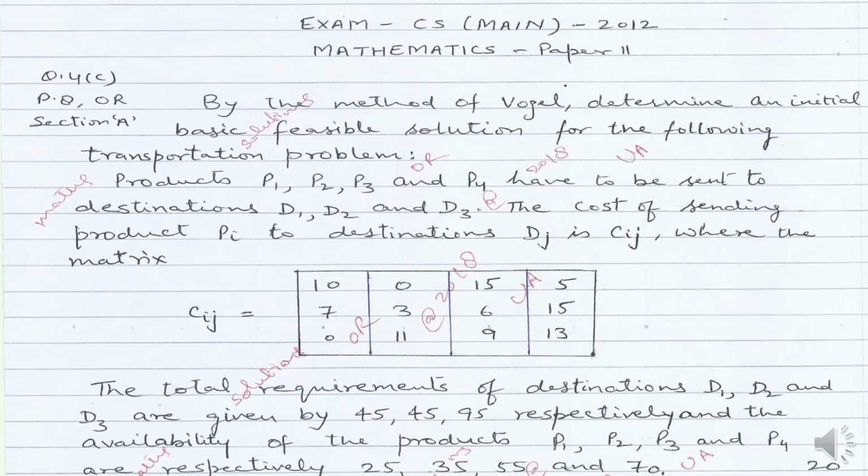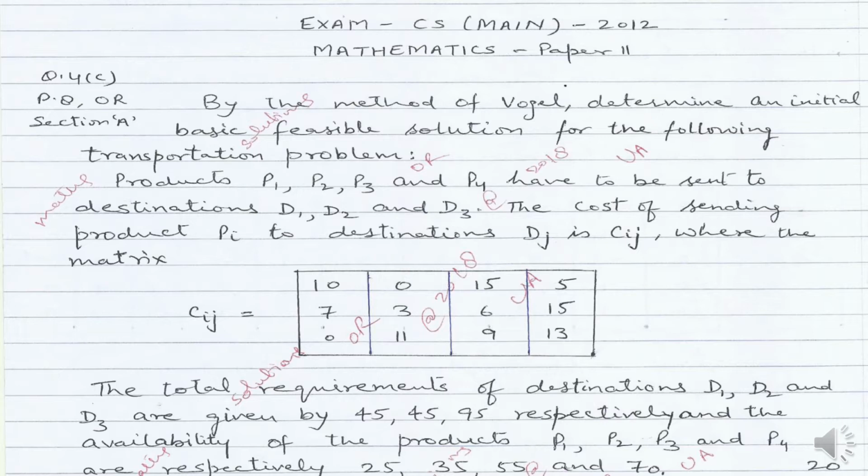Products P1, P2, P3 and P4 have to be sent to destinations D1, D2 and D3. The cost of sending product Pi to destination Dj is Cij, where the matrix Cij is equal to this 3 by 4 matrix: 10, 0, 15, 5, 7, 3, 6, 15, 0, 11, 9 and 13.